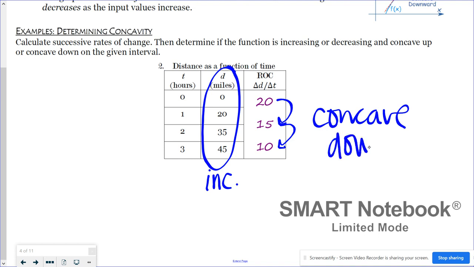Okay. So concavity has nothing to do with increasing versus decreasing. Basically, what this would look like for increasing concave down, it would look like this. That's what the curve would look like, because concavity is really just describing how it curves. Does it curve up like a bowl or down like a dome? That's what concavity is.